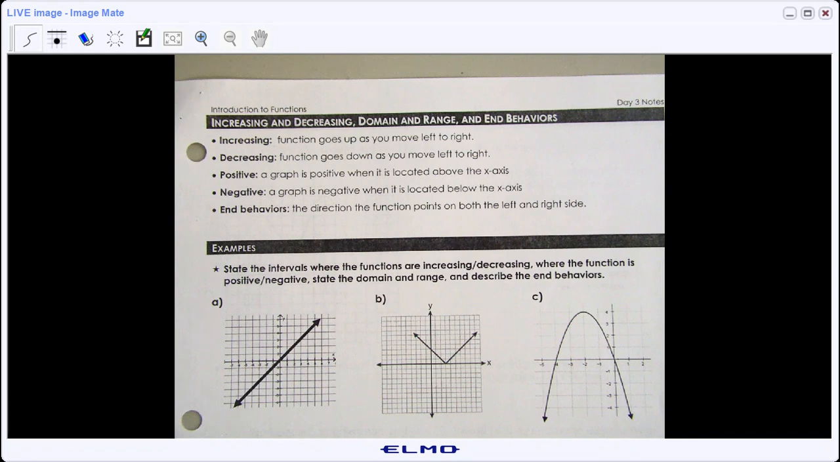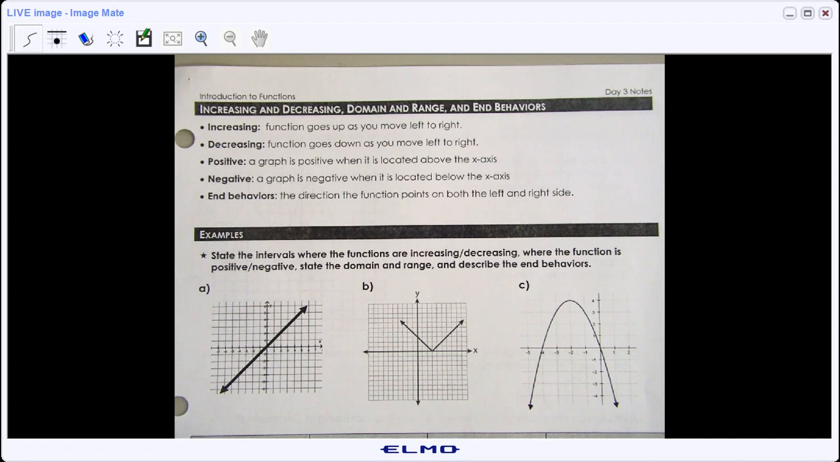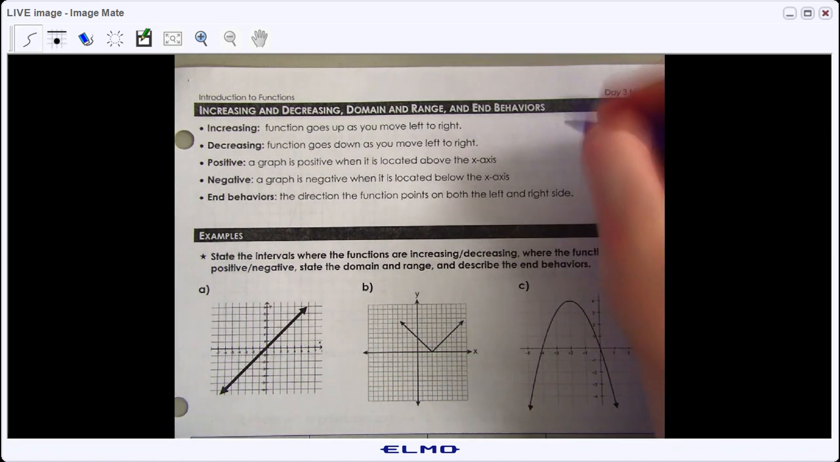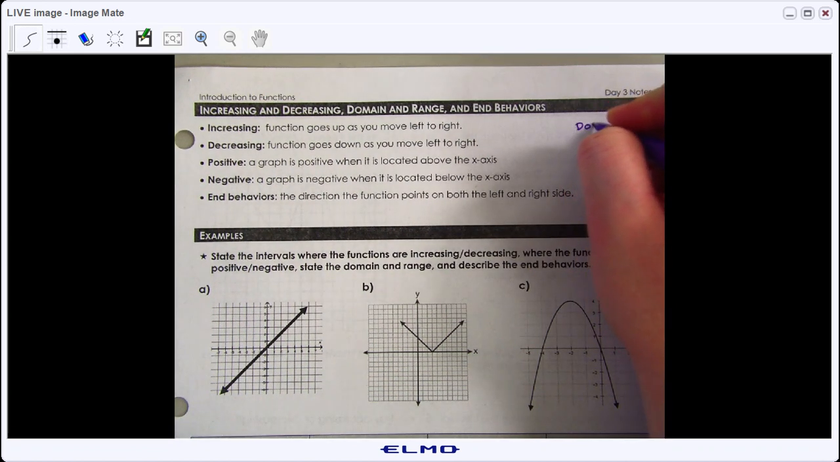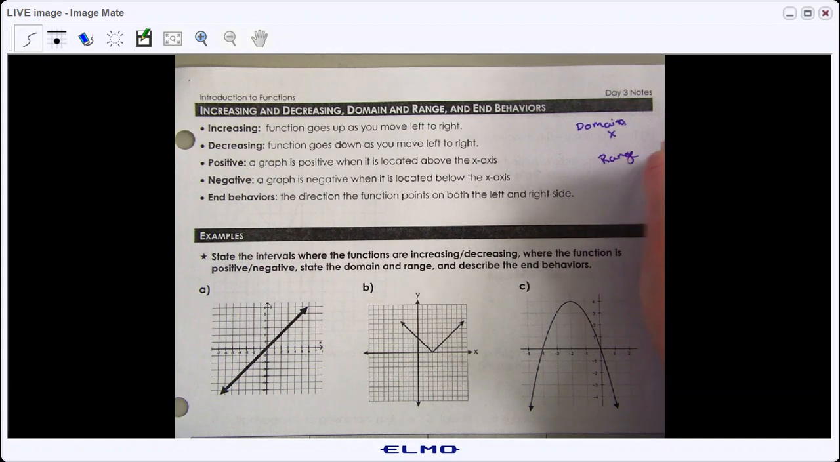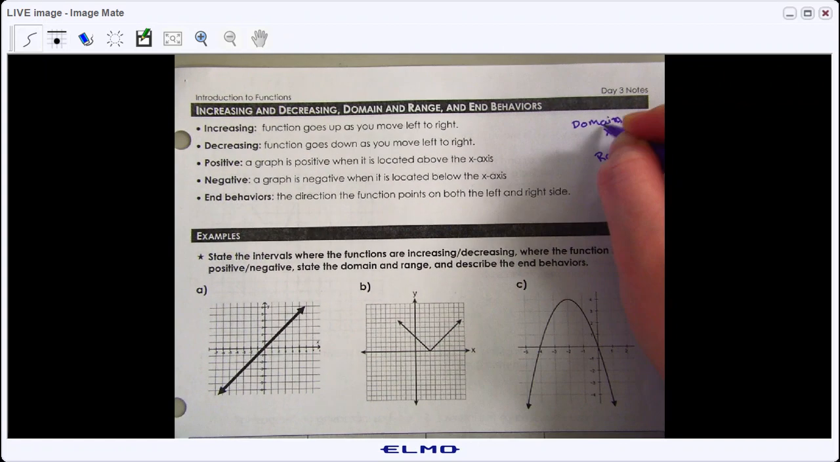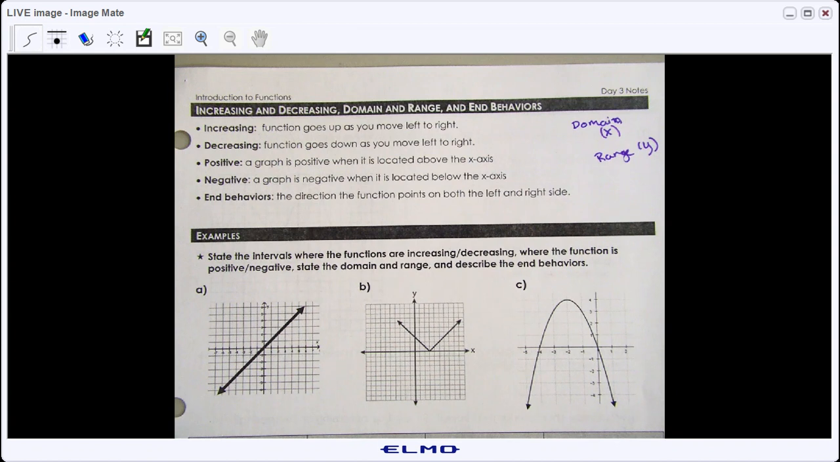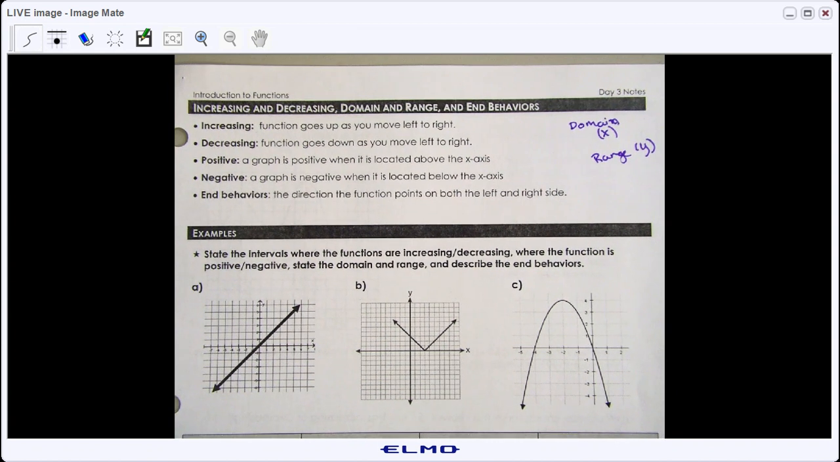Okay, so we are going to be working on some key features of our graphs. Our main key feature we've already been talking about is our domain and range. Quick little recap: our domain are the x's and your range are your y's. So we're working a lot with that. We're going to keep working on this.